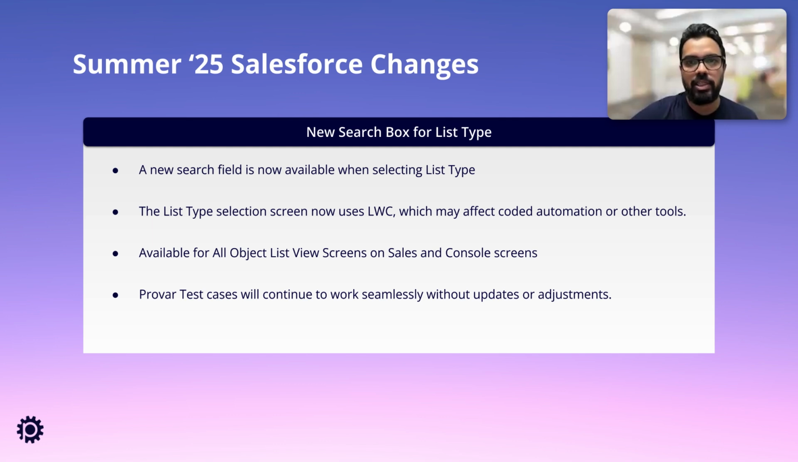Not just that, Salesforce is not just changing the UI. Behind the scenes, it is migrating the list type section to the LWC framework. So now the rendering of this list type screen is in LWC. When anything changes to LWC, it means it changes the DOM structure behind the scenes. And if the DOM structure changes behind the scenes, then it is definitely going to impact coded automation tools like Selenium and other tools that are dependent solely on DOM structure. So this is a significant change that might break any coded automation.